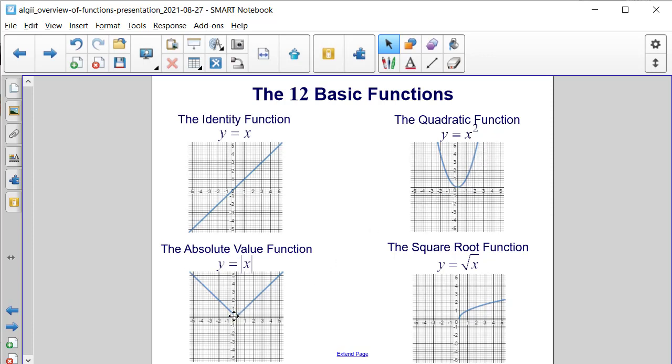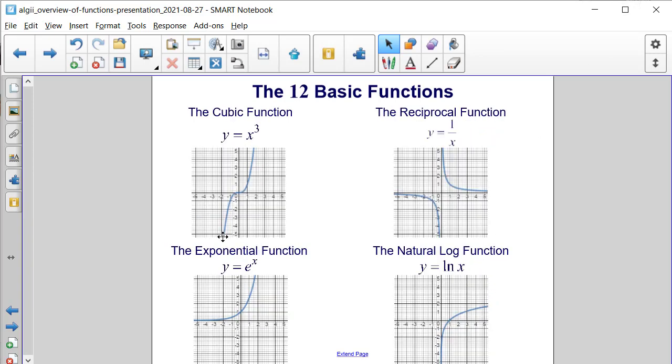You have the absolute value function, which is y equals absolute value of x, and you have the square root function, which is y equals positive square root of x. The cubic function is another parent function that we have, as well as the reciprocal function. And we have the exponential function, or y equals e to the x, and we have the natural log function, y equals natural log of x.